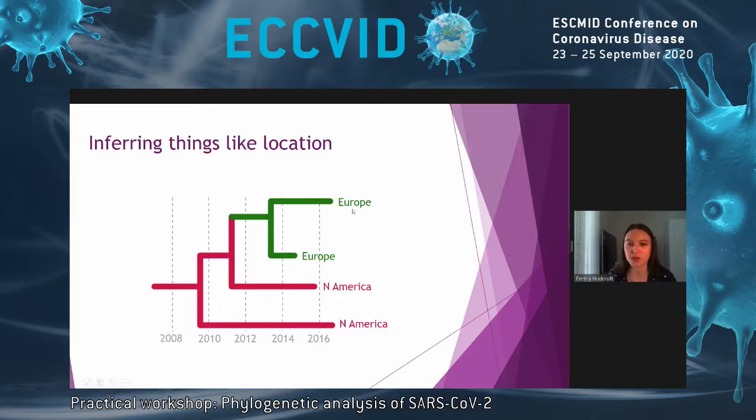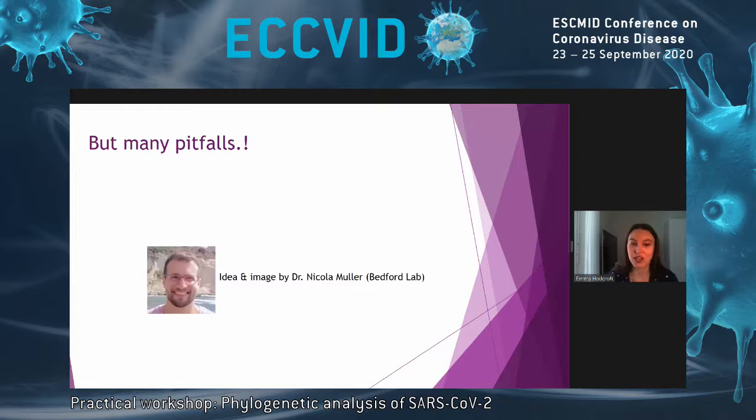So here, because we have two Europe sequences near each other, we can infer that their ancestor was probably in Europe. But because we have two North American sequences that are a little more distantly related, we might then infer that the overall ancestor of this totally imaginary virus was in North America. Now, we have to be really cautious though, because of course this is heavily influenced by what data we have and where that's from.